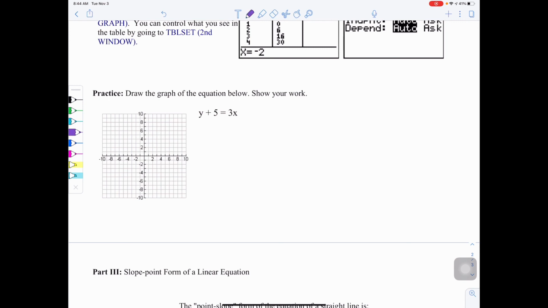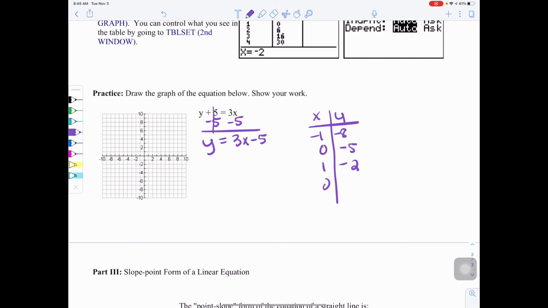Okay, so first you would have had to move 5 because we want it in y equals mx plus b form. So it's y equals 3x minus 5. Then, when I type that into my graphing calculator, graph it, and take a look at the table, I'm going to give a snapshot of the table as my work. So -1, -8, 0, -5, 1, -2, 2, 1, 3, 4. I also had 4 and 7. 5 points should be plenty.